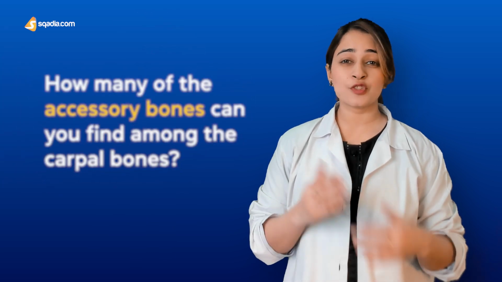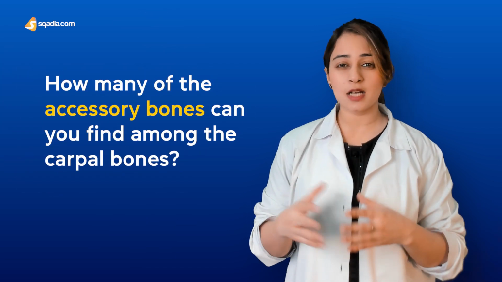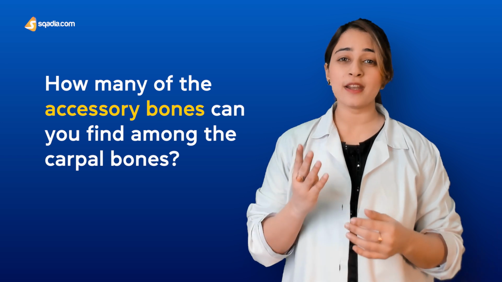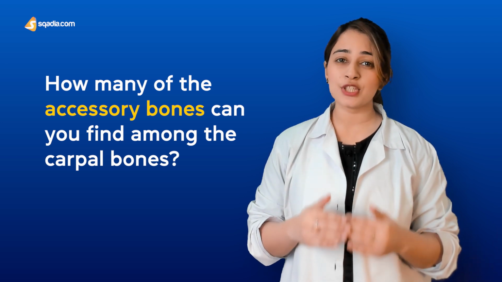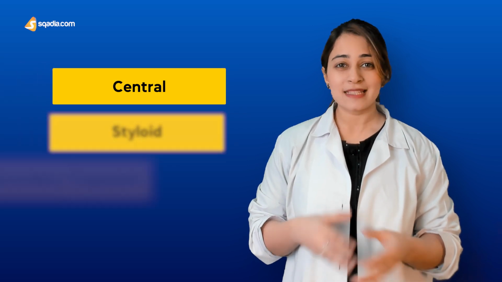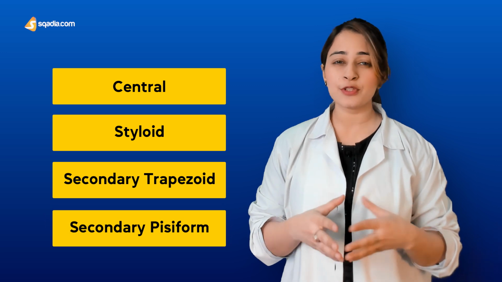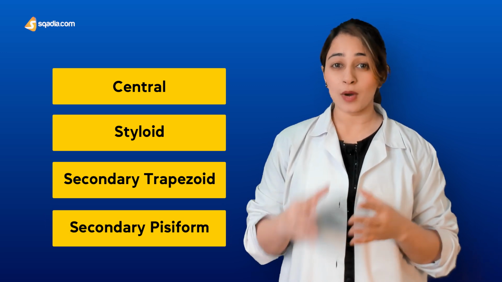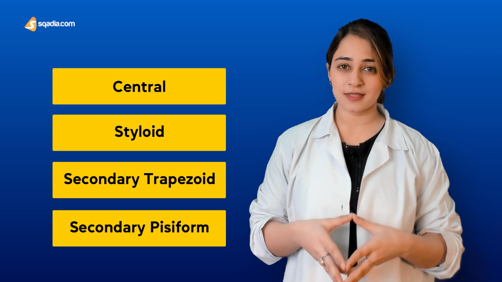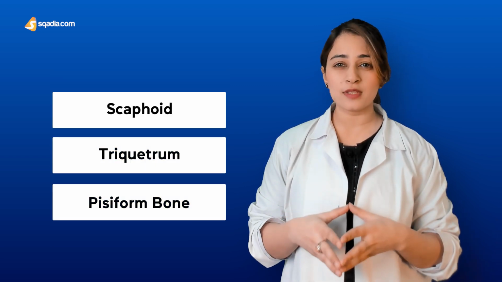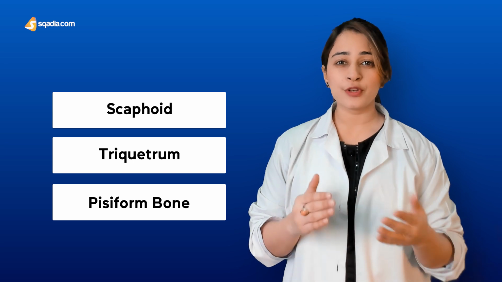How many accessory bones can you find among the carpal bones? Four accessory bones can be found occasionally in the carpus. The central, styloid, secondary trapezoid, and secondary pisiform bones are proven to be the accessory bones one can find among the carpal bones. And sometimes the scaphoid, triquetrum, and pisiform bones are divided into two further bones.